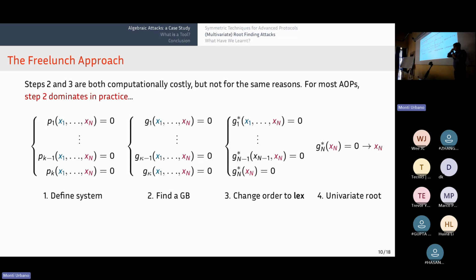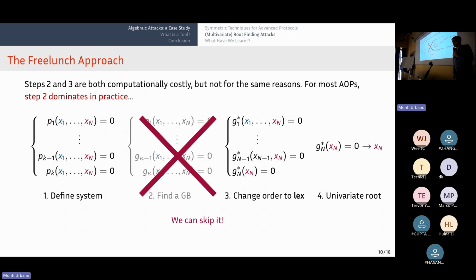So when you run this pipeline on trying to find, for instance, SKCAM attacks against your new arithmetization-oriented primitive, you observe that step 2 is the slowest. That's what we did with Anemoy in particular. Finding the Grobner basis was super slow. And as designers, we are happy because what you want to do is to make sure that the attacks are super slow. So you try to bound the complexity of the second step. You make sure that it's going to be above 2^128, and then you're good.